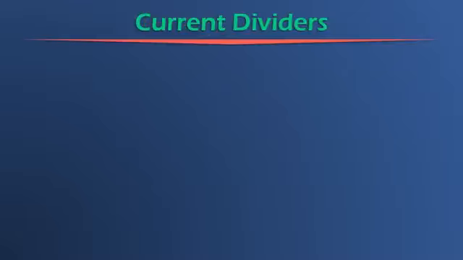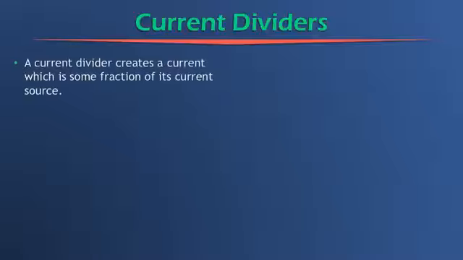Originally, I wasn't going to include a section on current dividers because most real-world circuits employ voltage dividers and not current dividers. And that's because most sources in the real world more closely resemble voltage sources. However, understanding current dividers is still definitely a good thing to know. So, a current divider is a circuit that creates a current which is some fraction of its current source. So, it's kind of the opposite of a voltage divider, which creates a fraction of its voltage source.